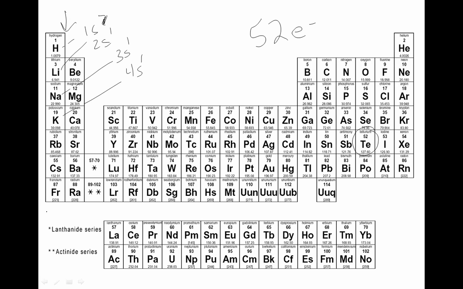Meaning, everything in row 1, guess what it ends in? S1. Everything in your second, what do you expect it to end in? S2. Everything over here? S2P1. S2P2. S2P3. S2P4. S2P5 and S2P6. You could go back through and prove this to yourself, and we'll talk more about this in a second.